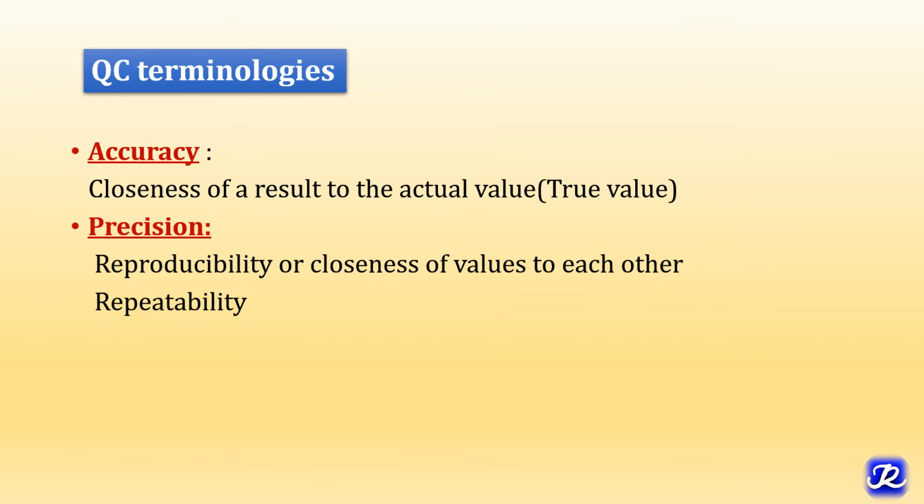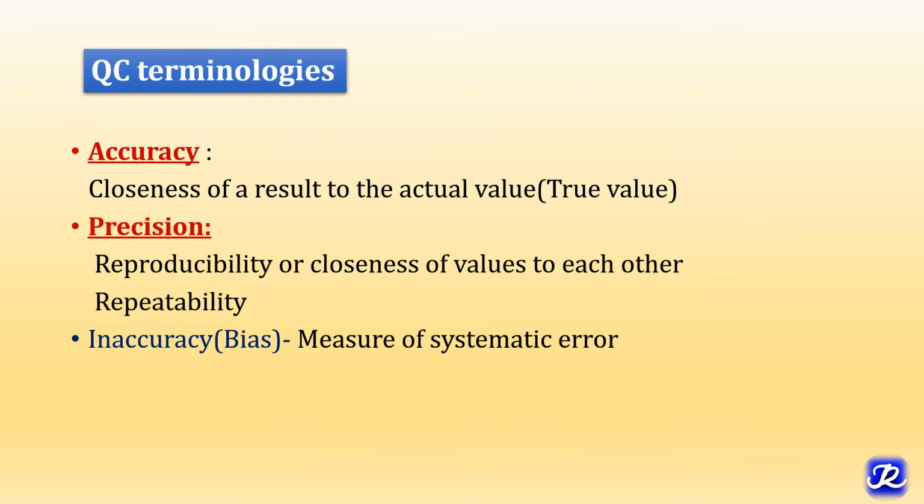And when can you say the values are reproducible? For example, in one laboratory you are getting plasma glucose concentration 100 milligram per deciliter, and in the other laboratory you are getting 200 milligram per deciliter. Are the results reproducible? No. That means there might be some error, so the results are not precise. For the result to be precise, it should possess repeatability as well as reproducibility.